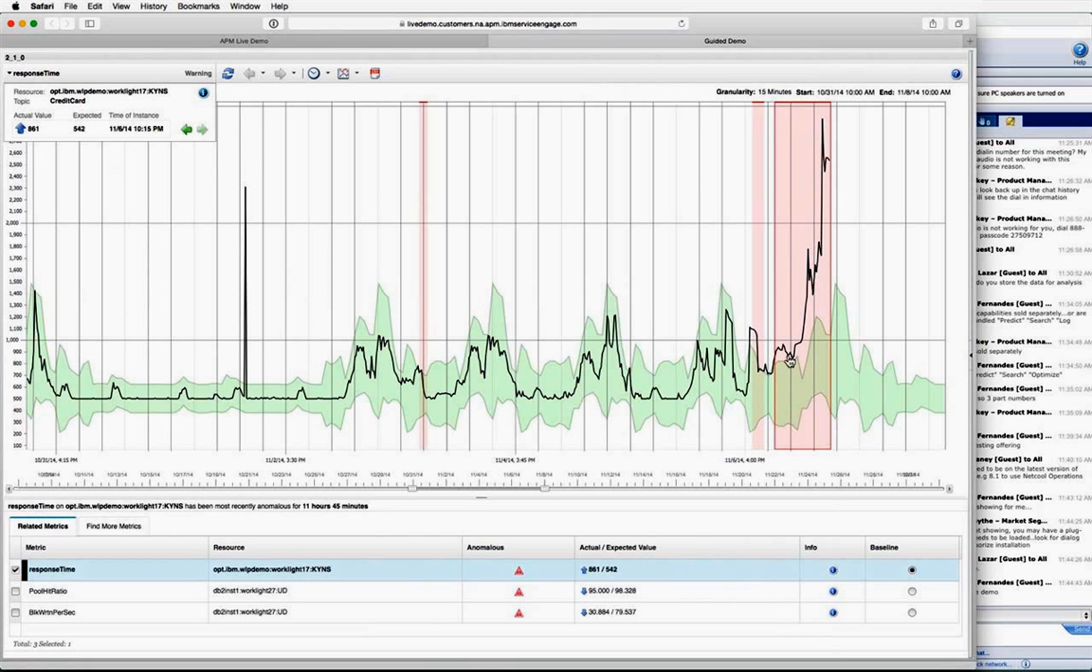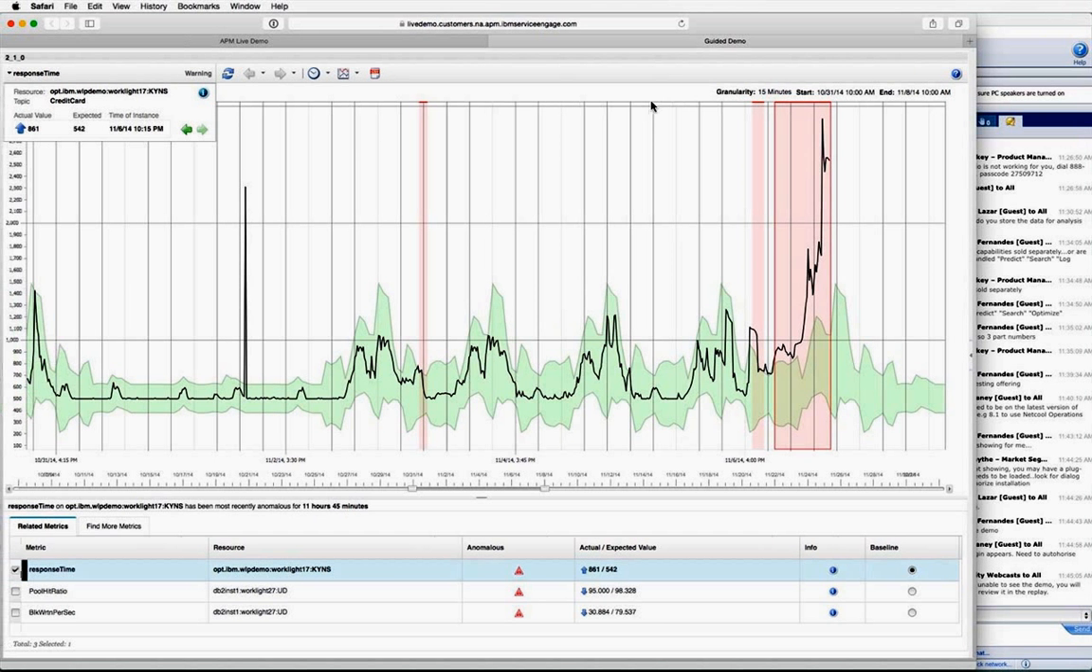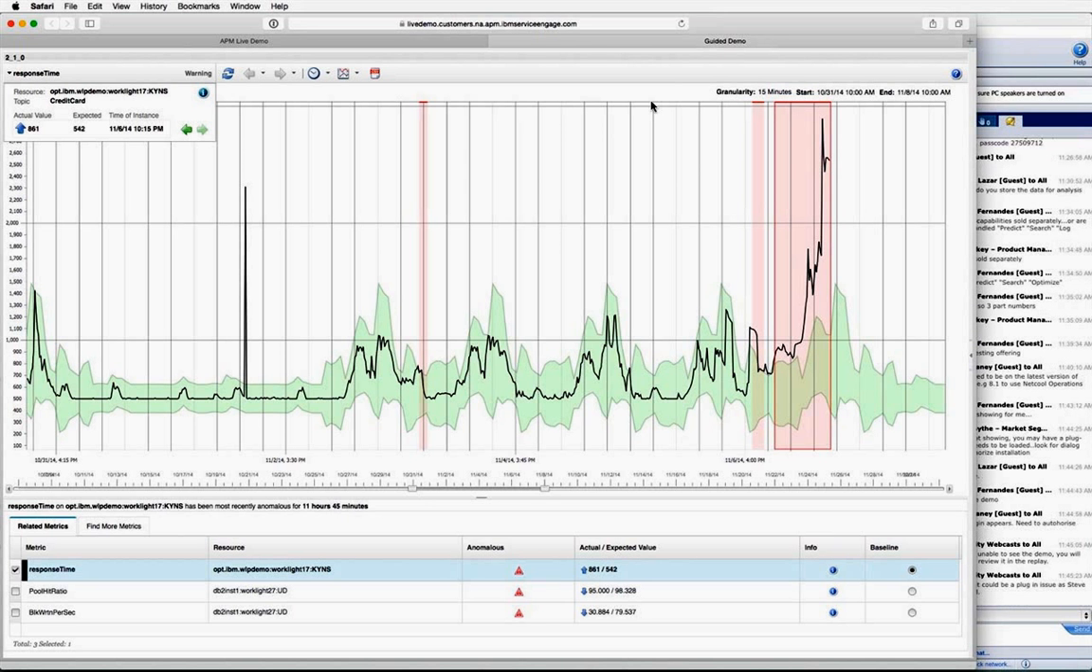So just to navigate you through. We've now launched into Predictive Insights, and what we're seeing on the screen are a couple of different things. First of all, the black line is the value of the response time metric over time. The green band around it is the observed baseline, the model that was built by Predictive Insights by observing this particular metric as it flows over time. And the red vertical bands indicate regions where this metric was anomalous, where Predictive Insights alerted that this particular metric was anomalous.